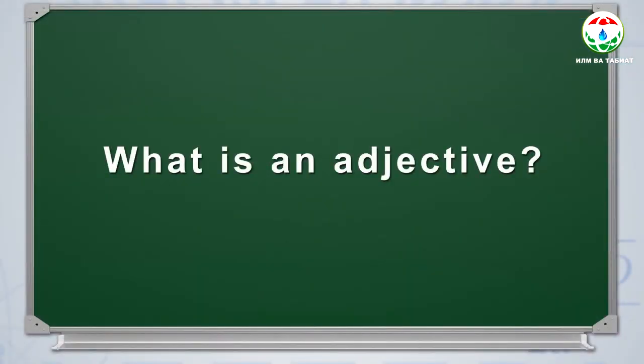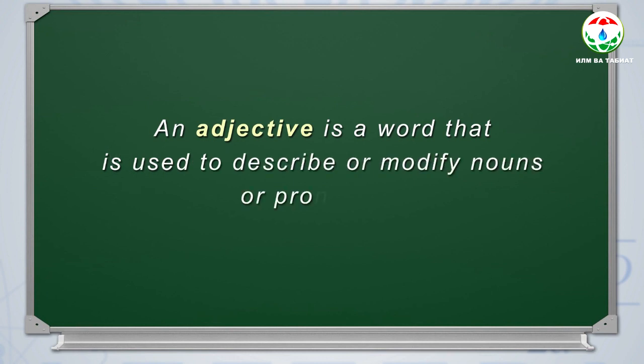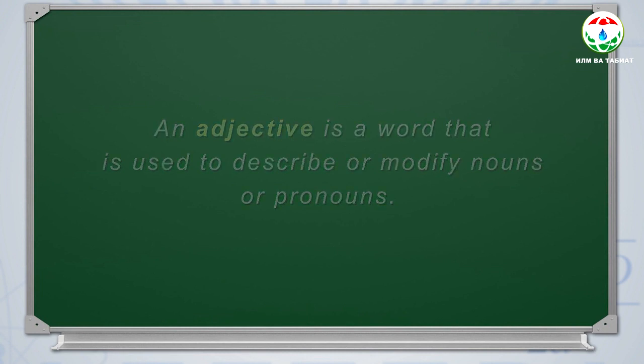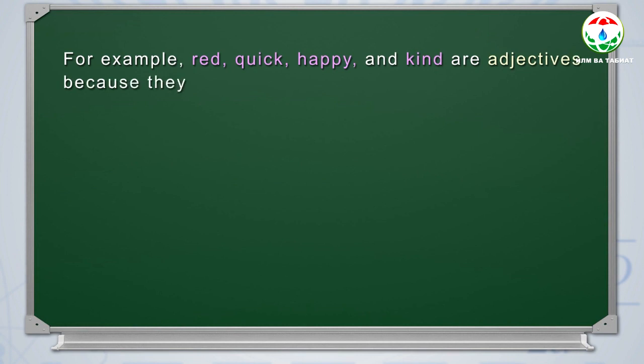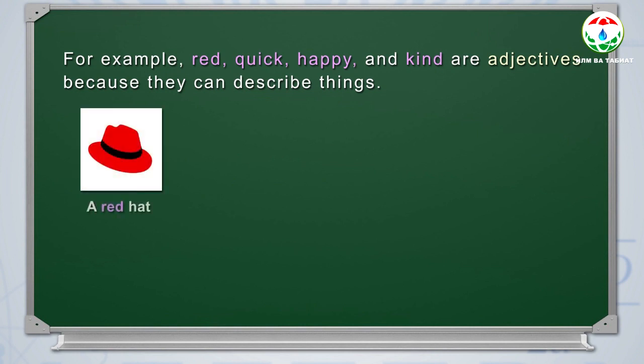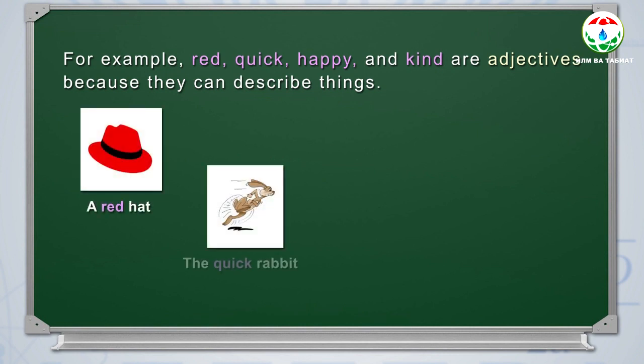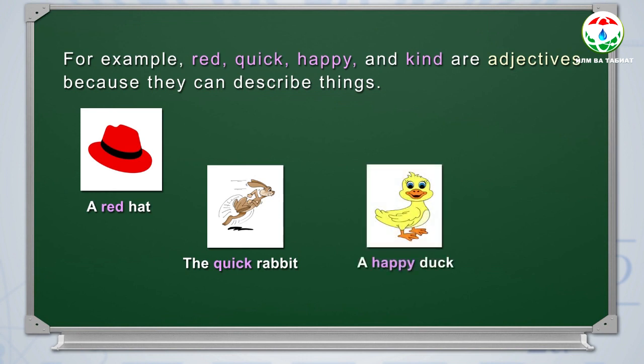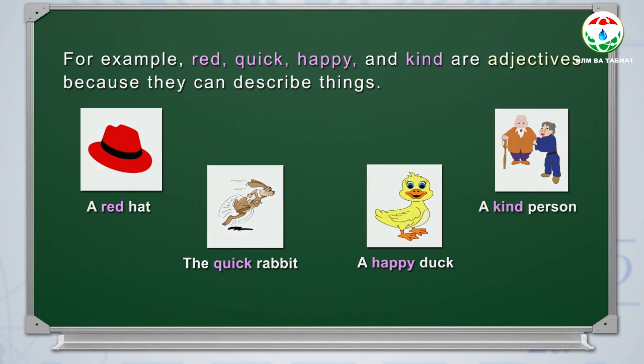What is an adjective? An adjective is a word that is used to describe or modify nouns or pronouns. For example, red, quick, happy, and kind are adjectives because they can describe things: a red hat, the quick rabbit, a happy dog, a kind person.